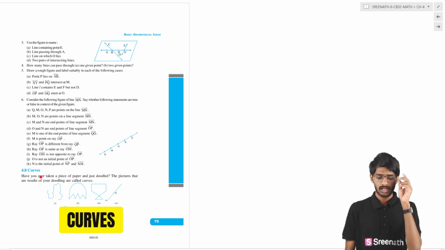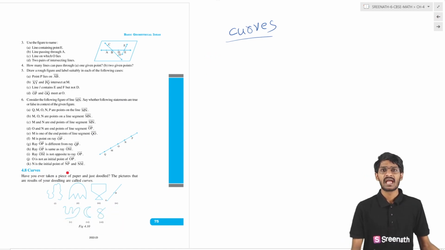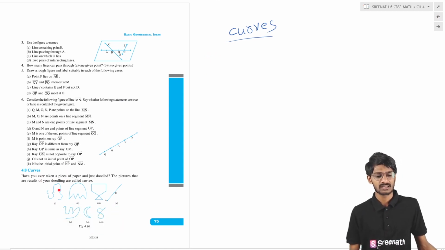Let us start with curves. So we will discuss curves. Students, just look at these images. All these are curves. We call all of these curves, students.